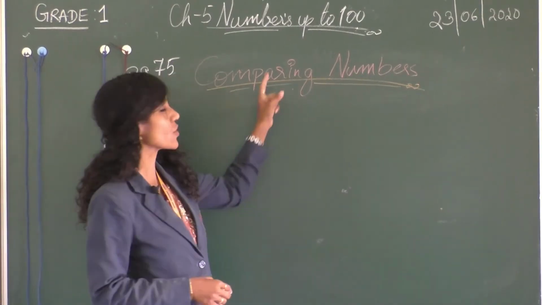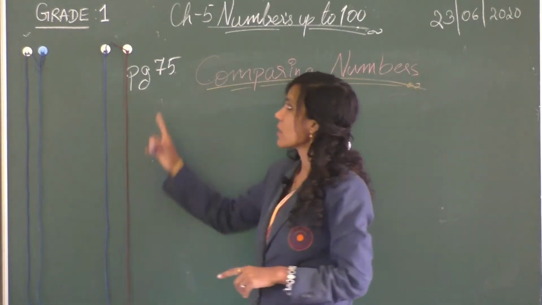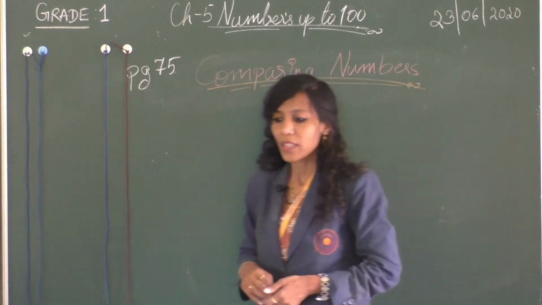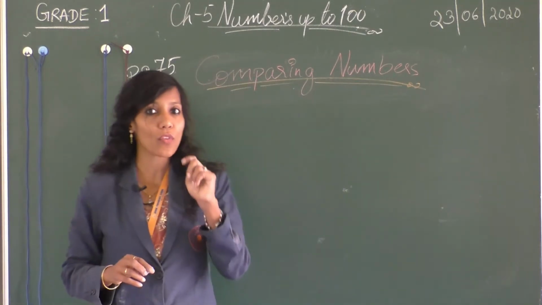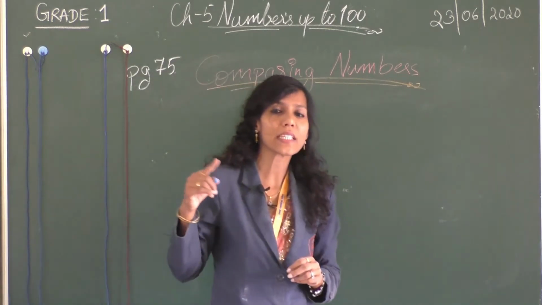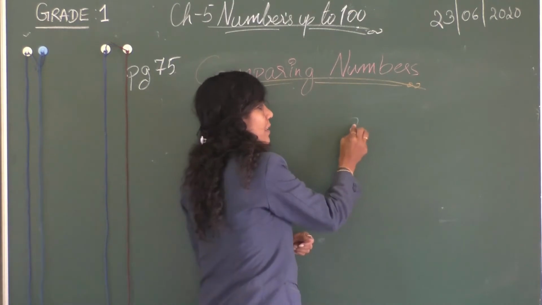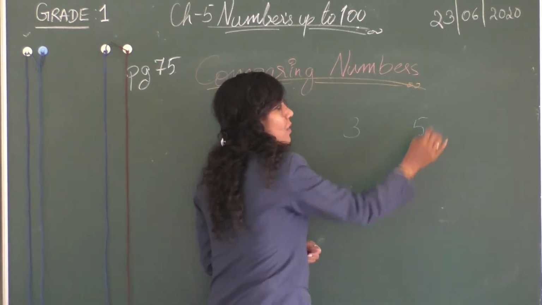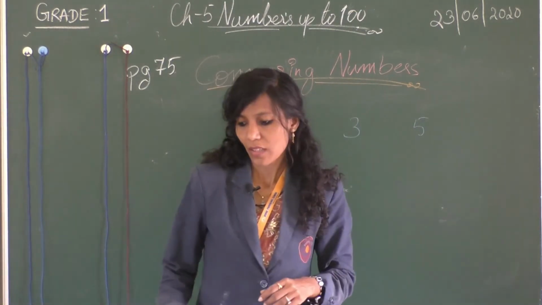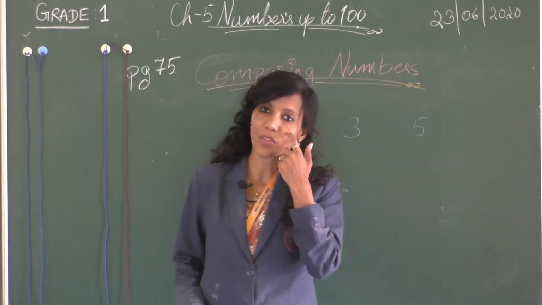Now coming to our next concept, comparing numbers. That is page 75. Here I am taking the example of only one-digit numbers, what we had done in our first chapter, the previous chapter. So comparing numbers 3 and 5. You know, comparing numbers, what we have to do?